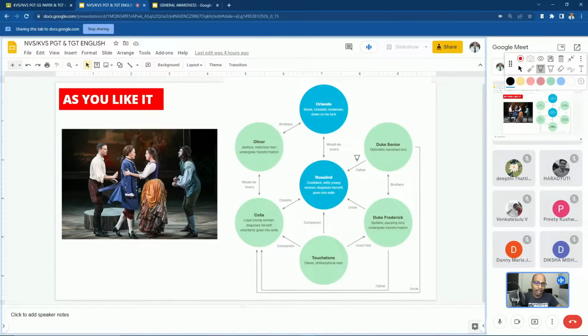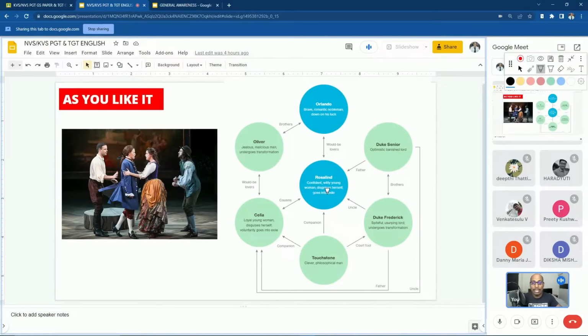So Rosalind's father is Duke Senior, who was exiled by his own brother Duke Frederick, now the duke of that place. When he exiled Duke Senior, he allowed Rosalind to stay in his court because Duke Frederick's daughter Celia and Rosalind are very good friends. Celia is a loyal young woman who voluntarily goes into exile. When Duke Frederick, after a few incidents, threatened Rosalind to move out of the court, Rosalind went, and Celia accompanied her. So Rosalind and Celia are the two women who went into the forest of Arden.